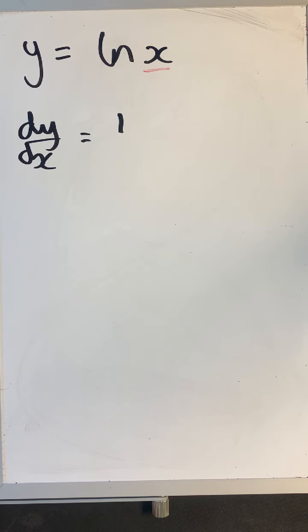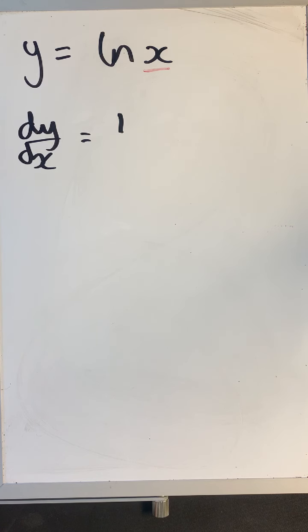People tend to struggle sometimes with the differentiation of x on its own. Remember I said when you've got a number times x, so 5x for example, you end up with a number in front of the x. So 5x differentiated is 5. Here of course we've got 1x, so the differentiation of 1x is just 1. Sometimes people make a mistake and say it's 0, but of course that's not correct.